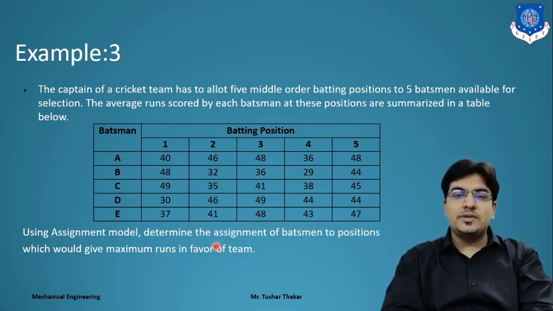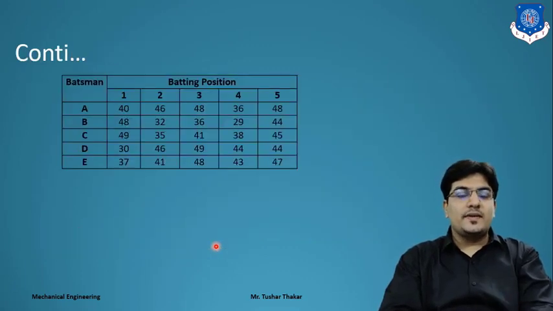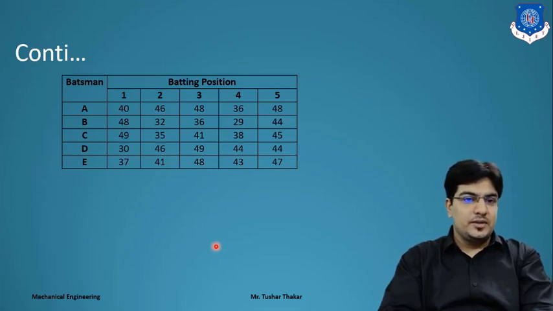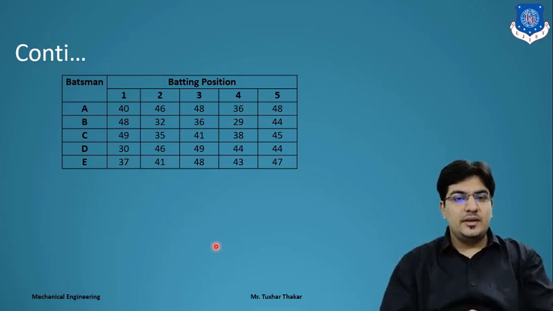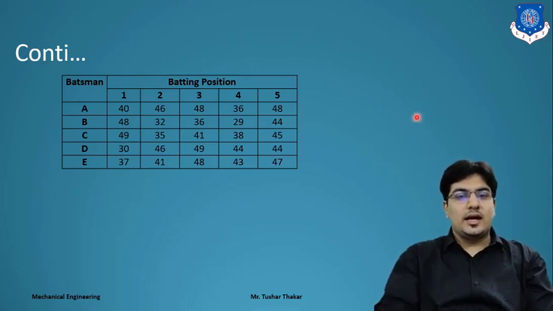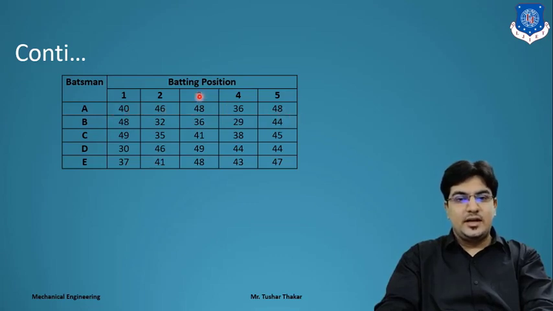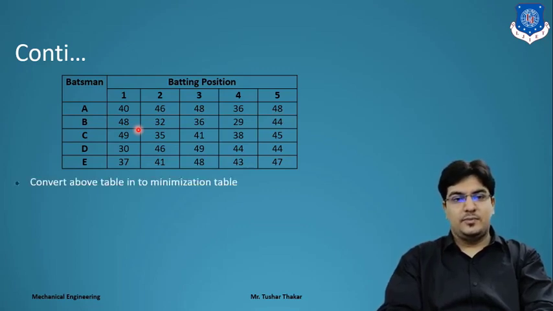So what we have to do, simple, we have to take the same table here. So what are the steps? In the batting positions, all the values over here are maximum values. Among all values we have to take the maximum value, that is 40, 46, 48. Among all the values, 49 is the maximum value here.